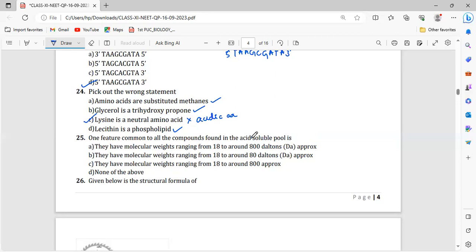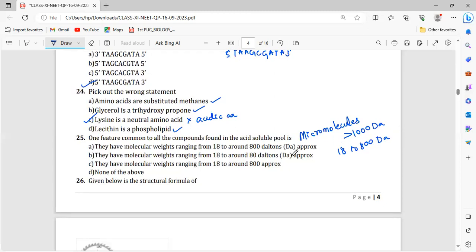Then 25. One feature common to all the compounds found in the acid soluble pool is. So in the acid soluble pool, there will be micromolecules. And the molecular weight of these micromolecules will be less than 1000 Dalton. So that means it will be around 18 to 800 Dalton.